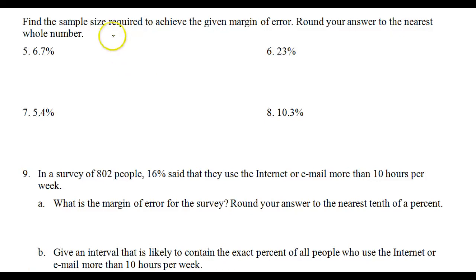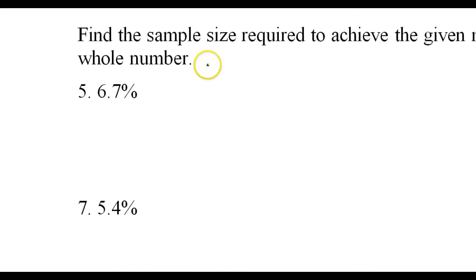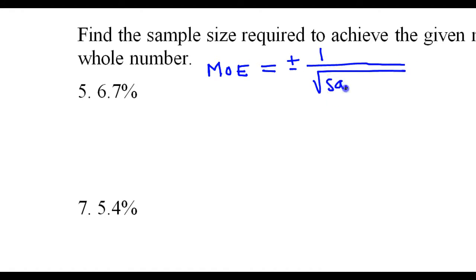Alright, in this video we will figure out how to find the sample size required to achieve the given margin of error. We will round our answers to the nearest whole number. Well, let us recall that the margin of error, which I will abbreviate MOE, I know that looks like Mo, but the margin of error is equal to plus or minus 1 over the square root of the sample size.